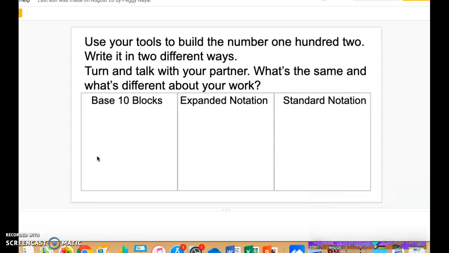Now, for base 10 blocks, what would we need? How many do we have in the ones place? We have 2. So we are going to need 2 ones. Put your 2 ones here. Okay? Then, do we have any tens? No, 0 tens. So do we need any of these? No, we don't. How many 100s do we need? Just 1. So we need 1 flat. So I'm going to make 1 flat. That's it. 102.